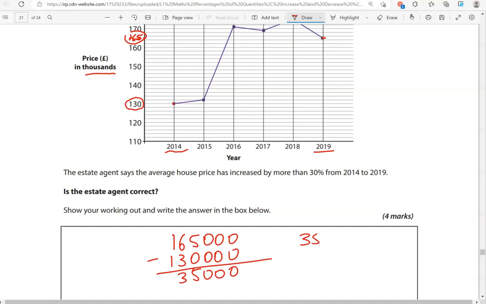So 35,000 out of the original price of houses, so the one we started with. So that was 2014, before 2015, 2016, 2017, 2018, and then 2019. So 35,000 out of 130,000.